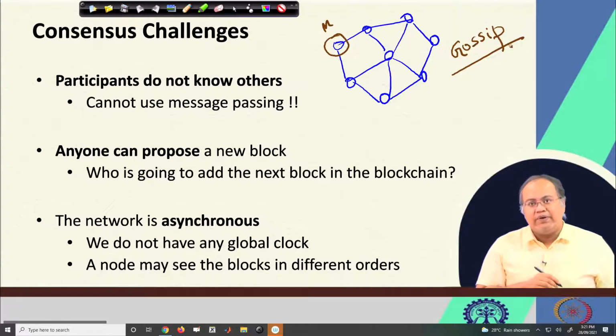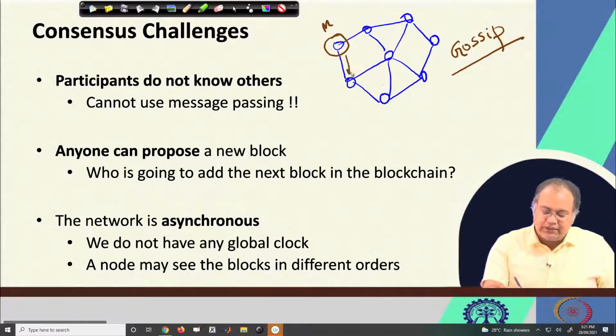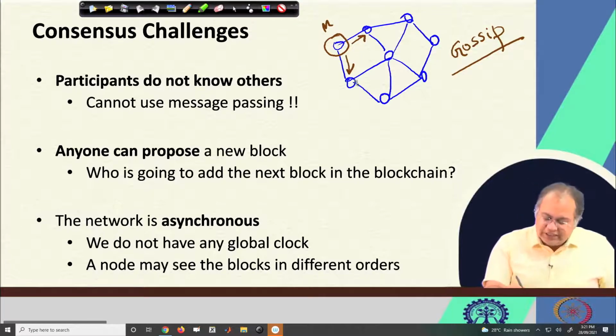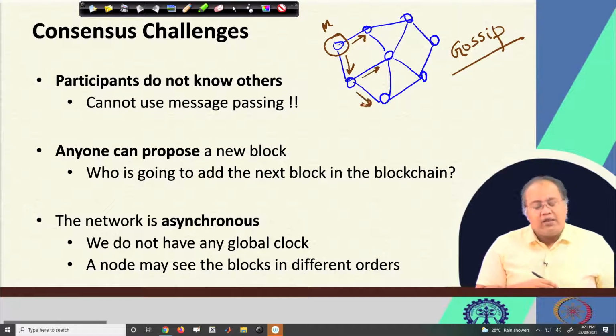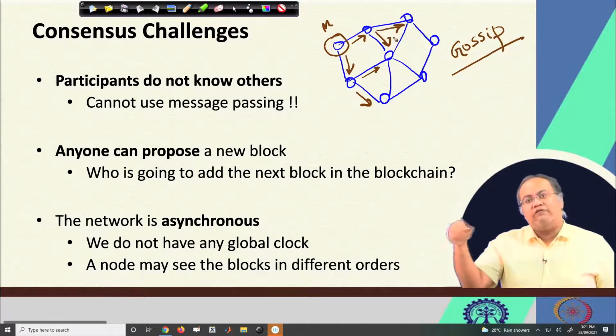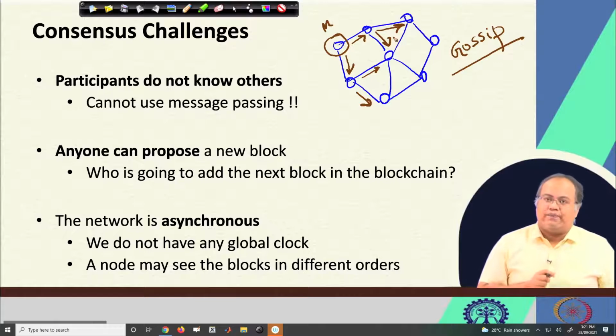What is meant by gossip? Gossip basically means that this person is connected to two other persons. So, it will send the message to those two persons with whom it is connected. Then this person will propagate the message further to the participants with whom it is connected. Similarly, this guy will send the messages further. So, that way, in a multi-hop fashion, the message will get propagated on top of this peer-to-peer network.